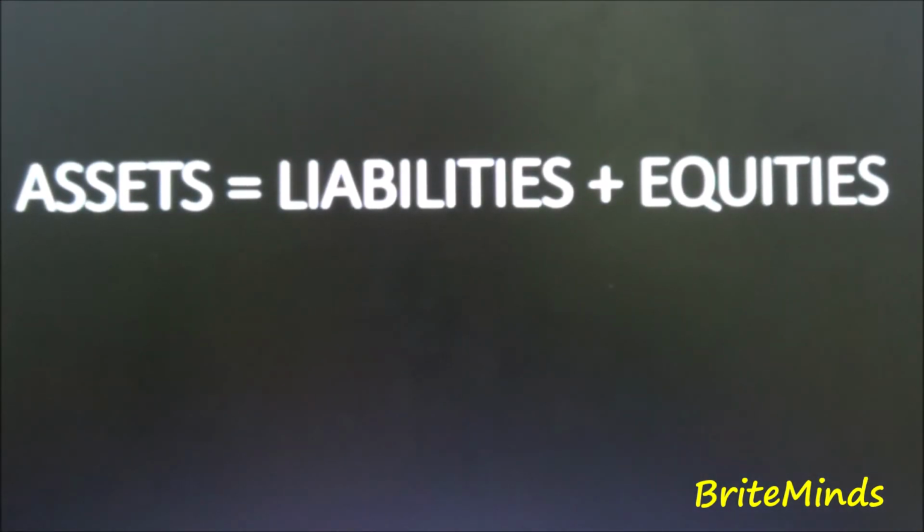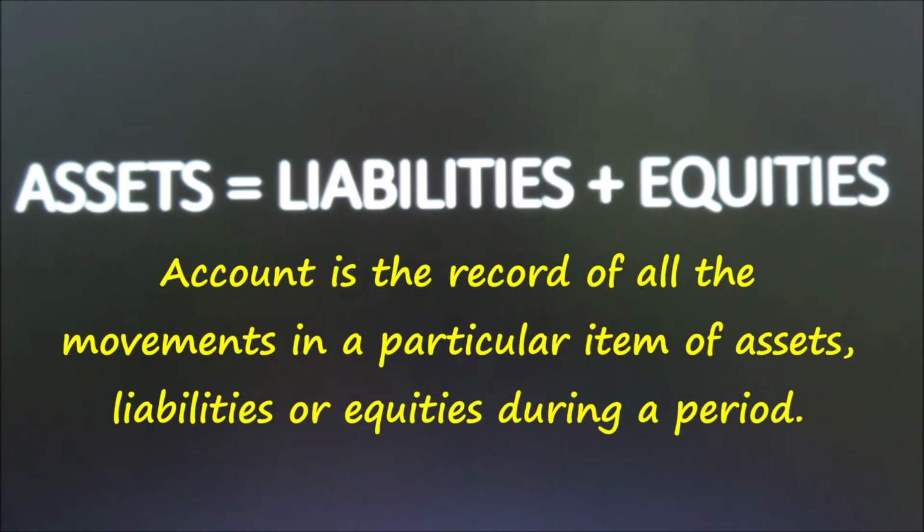Every business transaction which can be measured in monetary terms finds a place in the accounting transactions of the firm. In order to record such transactions, a system of debit and credit has been devised, which records such events through two different accounts. We have discussed in our former videos that an account is the record of all the movements in a particular item of assets, liabilities, or equities during a period.